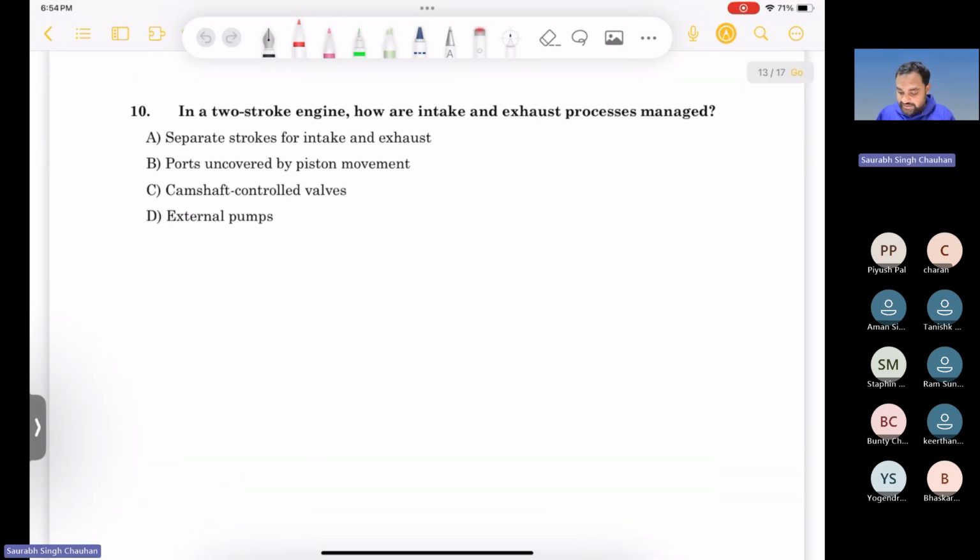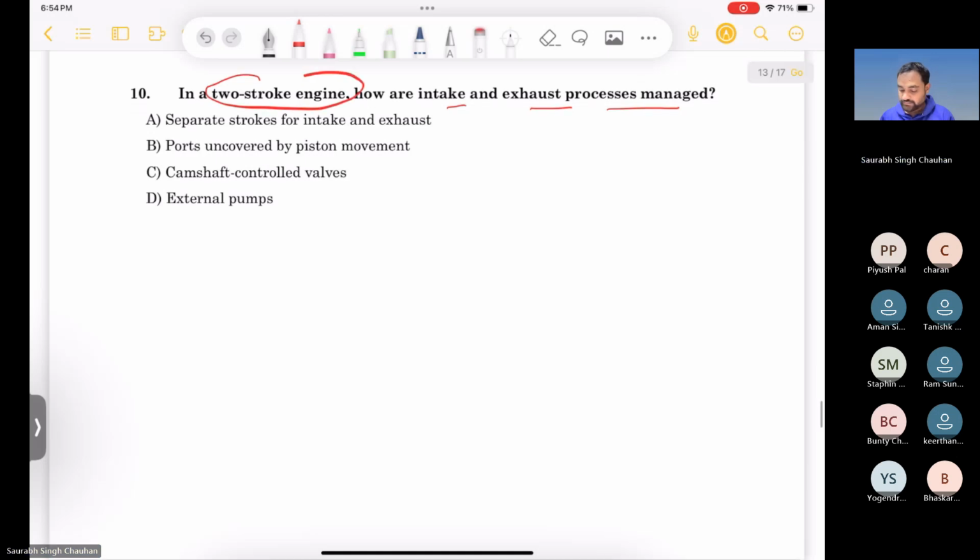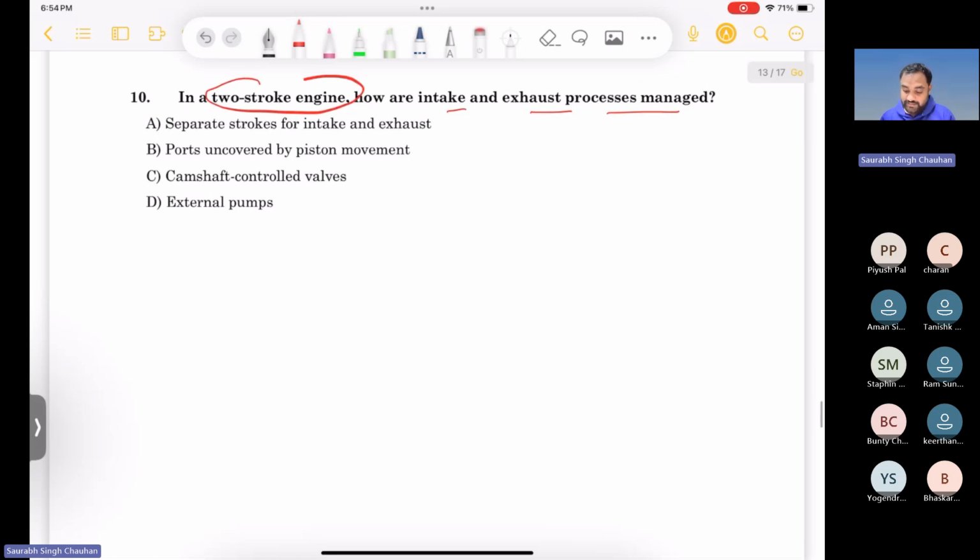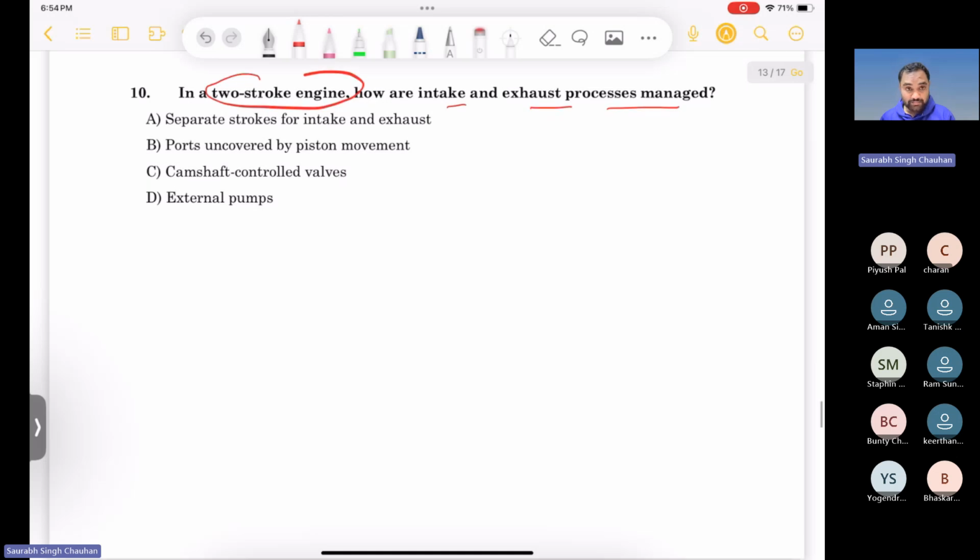In a 2-stroke engine, how are the intake and exhaust processes managed? 4 options. Option A, separate stroke for intake and exhaust. Option B, ports uncovered by piston movement. Option C, camshaft controlled valves. Option D, external pumps.